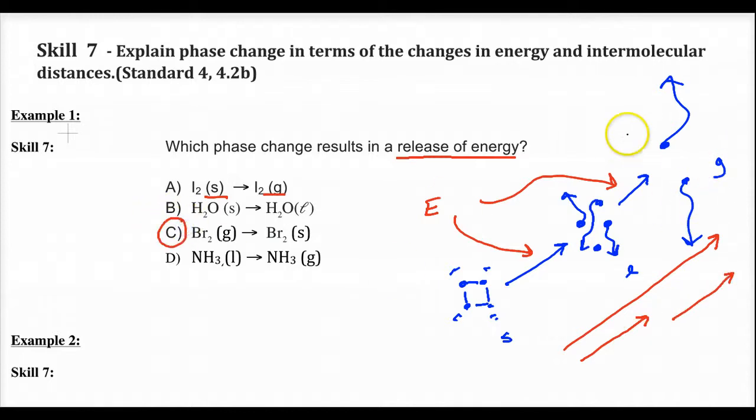A gas going back down to a liquid, which by the way is condensation, has to be exothermic, because if you're going from a state of high energy to low energy, you have to release your extra energy to get low. These other choices were going up, which means they needed energy. So choice C was the answer.